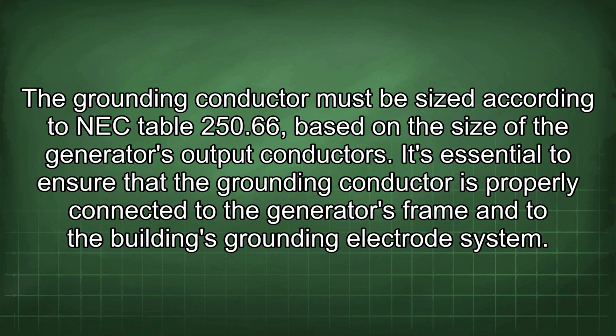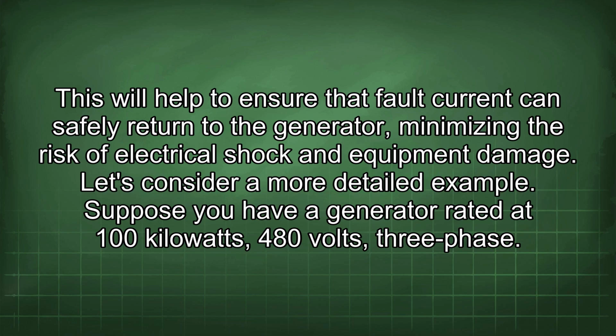It's essential to ensure that the grounding conductor is properly connected to the generator's frame and to the building's grounding electrode system. This will help to ensure that fault current can safely return to the generator, minimizing the risk of electrical shock and equipment damage.